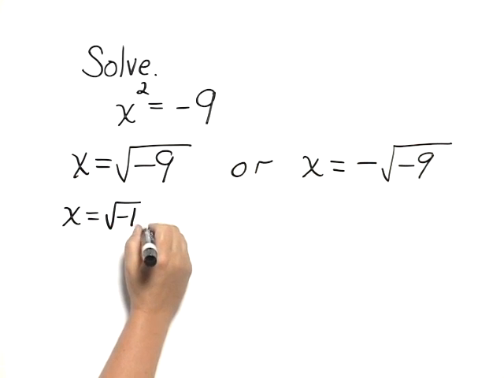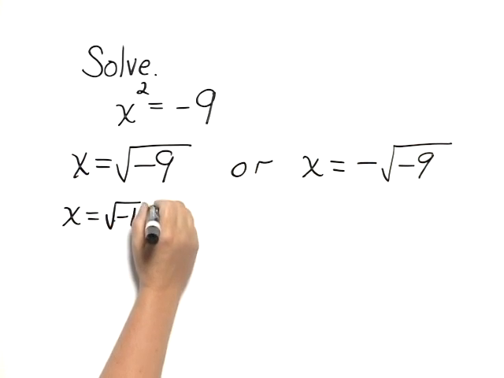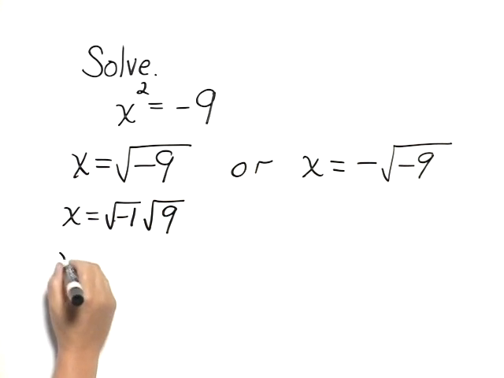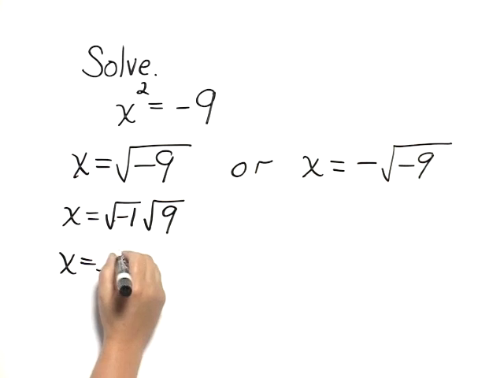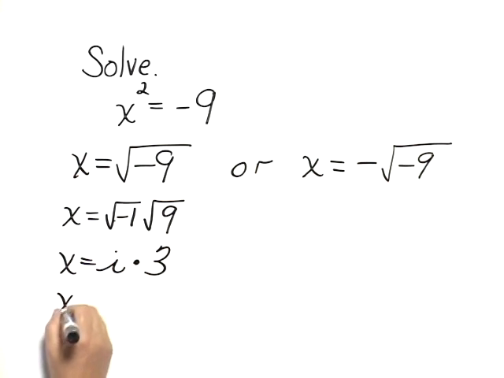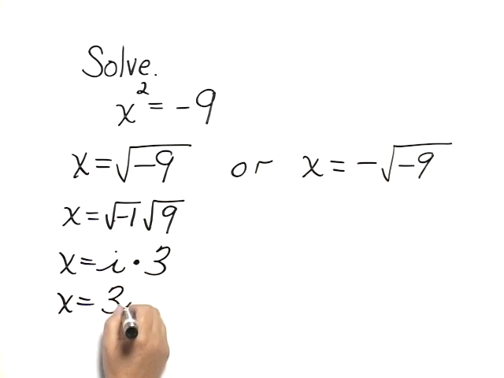as the square root of negative 9, or the square root of negative 1 times the square root of 9. And the square root of negative 1 is i, and the square root of 9 is 3. And we usually write this as 3i.